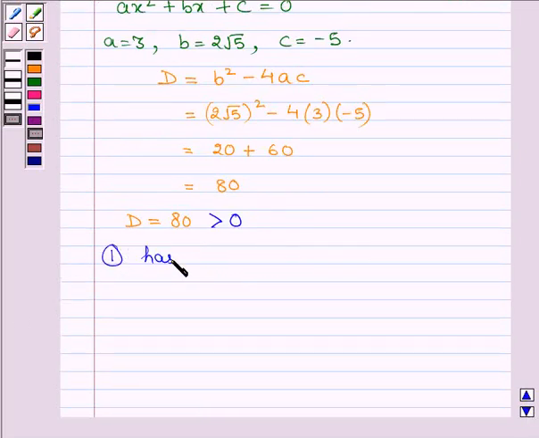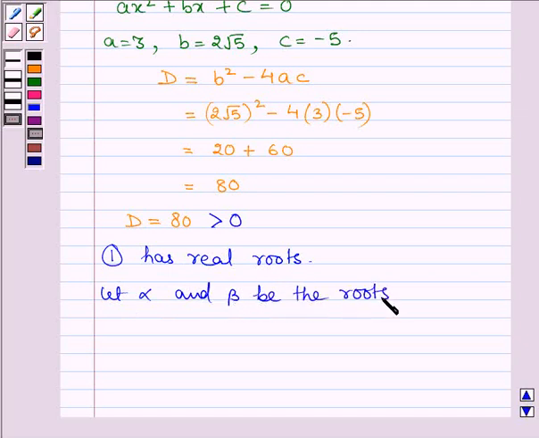has real roots, and let alpha and beta be the two roots, which are given by alpha equal to minus b plus root over d upon 2a, and beta is equal to minus b minus root over d upon 2a.